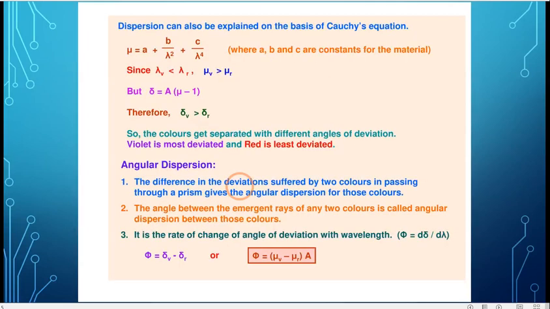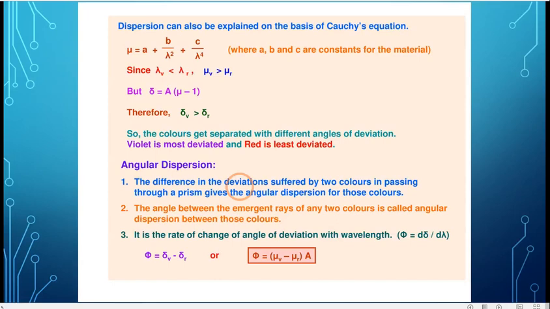Dispersion can also be explained on the basis of Cauchy's equation. That is, mu is equal to A plus B upon lambda square plus C upon lambda raised to 4. This is not there in your textbook, बस आपके लिए बता के रख रही हूँ. Where we can consider A, B and C are constants for the material. Now we know that delta V and delta R का relation हमें पता है. So according to that, lambda V and lambda R we can write. Lambda V is less than lambda R and mu V is greater than mu R.